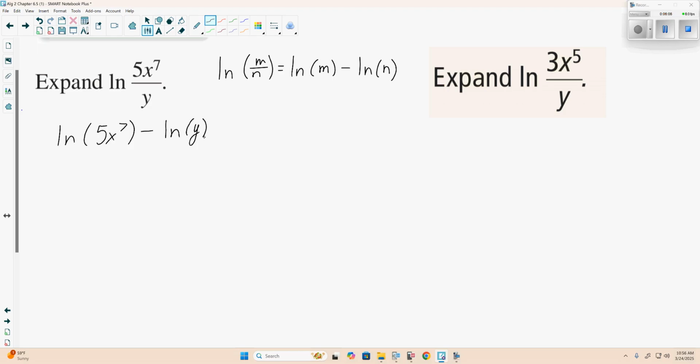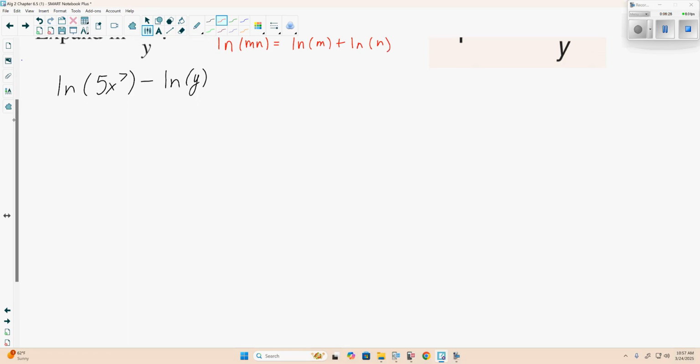Now our next property, because we finished with quotients, we don't have any fractions left in any of these logarithms, is our product. The product stated that if we have two things being multiplied inside a log, we can rewrite it as an addition of those logs. Now the natural log of y is by itself, but in the first one we have our 5 and x to the 7th being multiplied together. So we can rewrite this as the natural log of 5 plus the natural log of x to the 7th. Because natural log of 5x to the 7th can be rewritten as the natural log of 5 plus the natural log of x to the 7th. Questions on any of this so far?